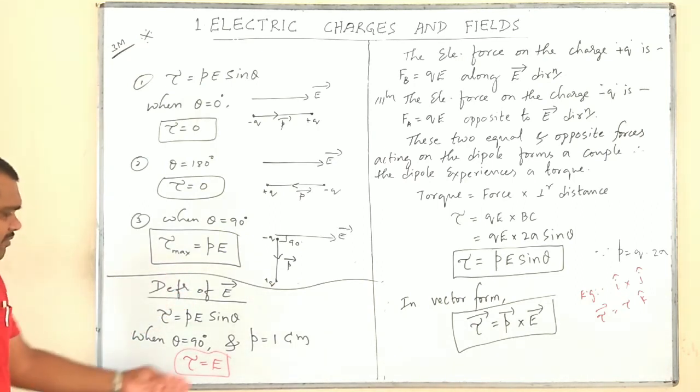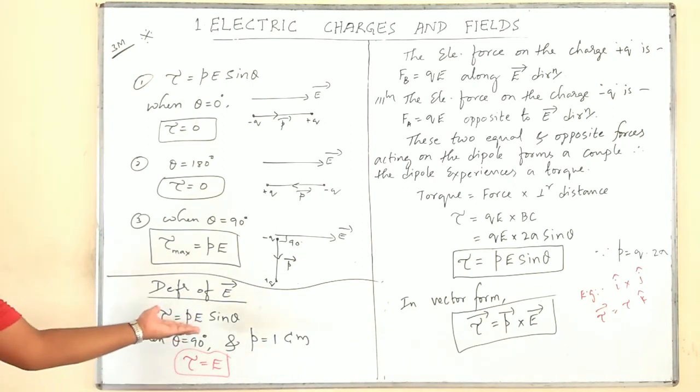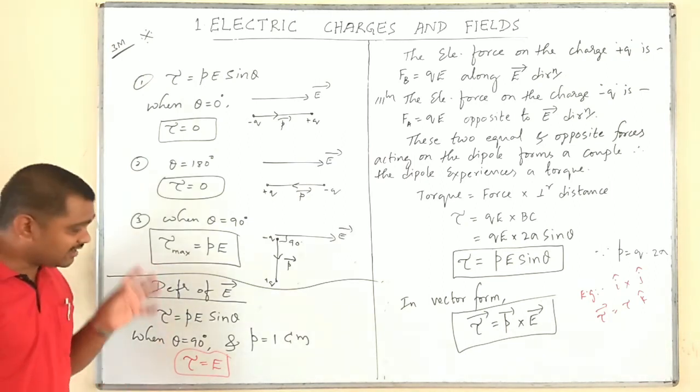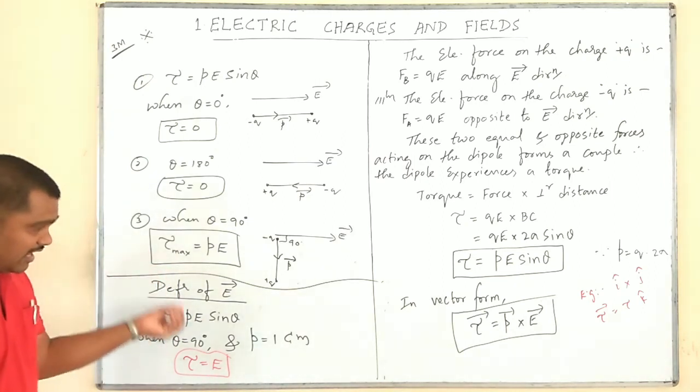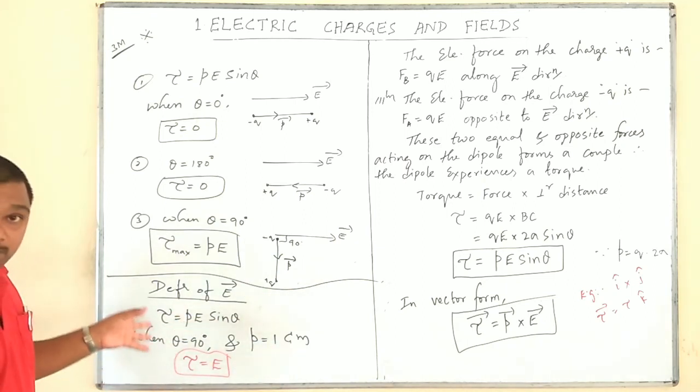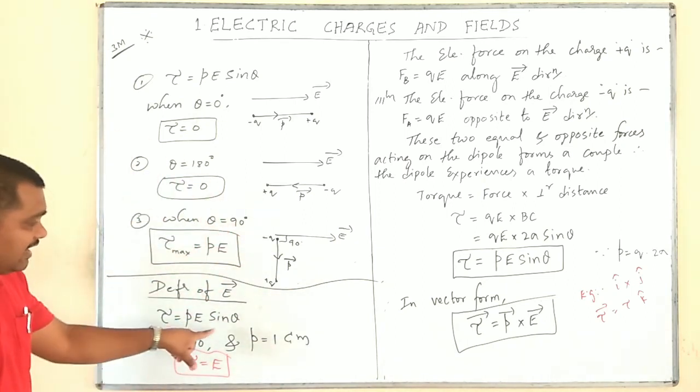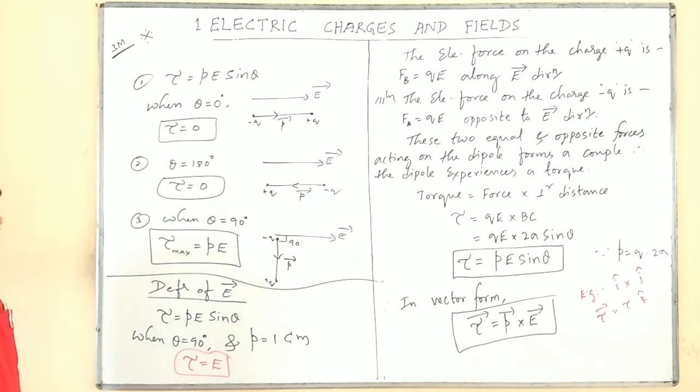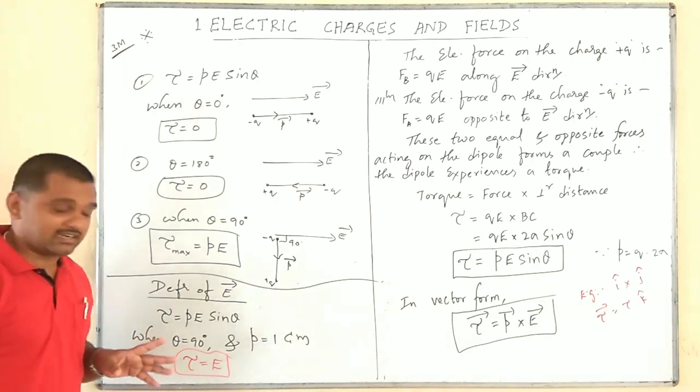Similarly, when E is said to be 1 Newton per coulomb, we use the same definition. It is the amount of torque acting on an electric dipole having electric dipole moment 1 coulomb meter when it is placed in a uniform electric field at an angle of 90 degrees. So it gives the definition of electric field.